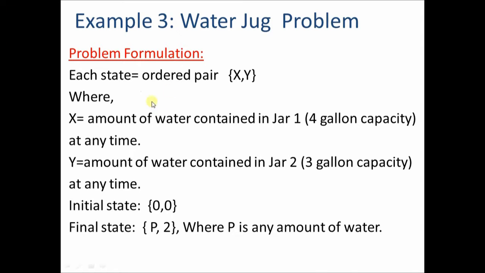Now what is this problem? Just before problem formulation, let me tell you what the problem is. Basically there are two water jugs. One water jug, I'll just draw here, has a maximum capacity of 4 gallons of water, or 4 liters of water. I'll just write it as 4G. And there is another jar whose maximum capacity is 3 gallons, or I will just write it as 3G.